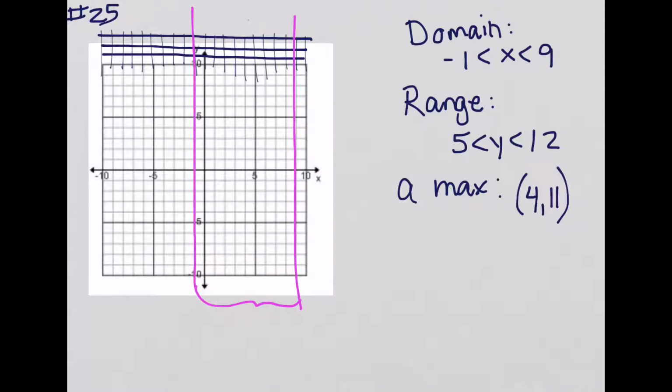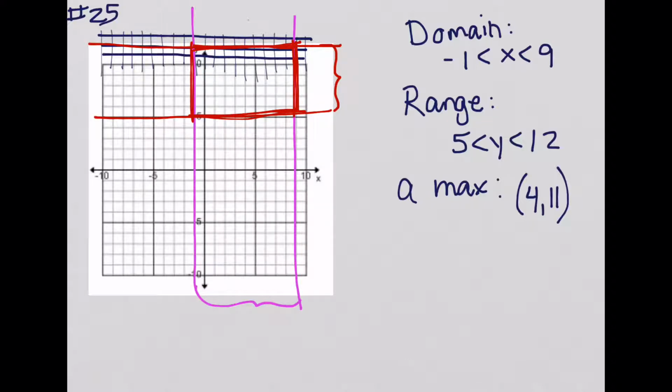But now my range, they've restricted to be between 5 and 12. So that means that I have to use Y values from this section. In other words, this rectangle right here is describing the only place that my function can live. And then there's one more restraint they put on here. It has to have a max at 411.